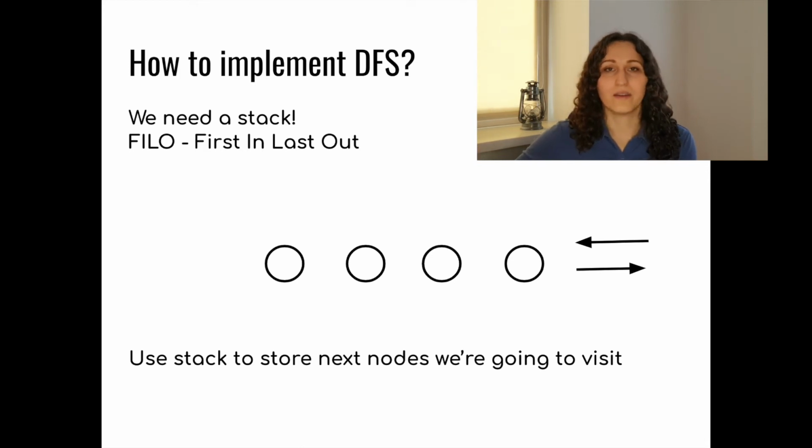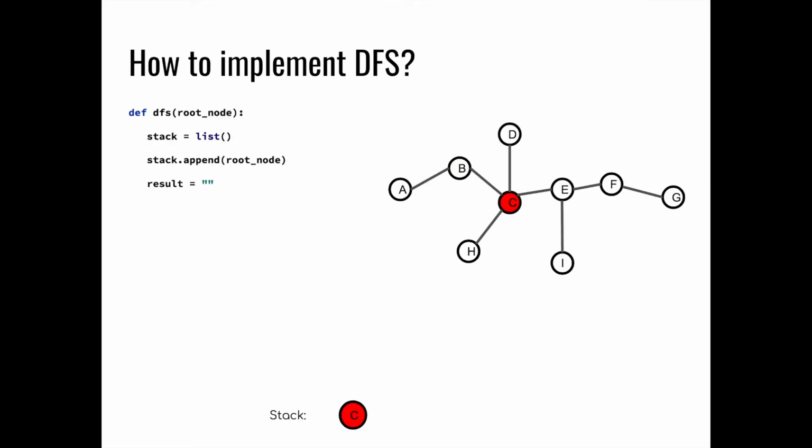And again, we will be using a stack data structure to implement DFS in our graph. How are we going to do it? Let's try to understand. Again, we have the same graph, a root node C, and again we will be using Python's standard data structure, a list, to implement our own stack.